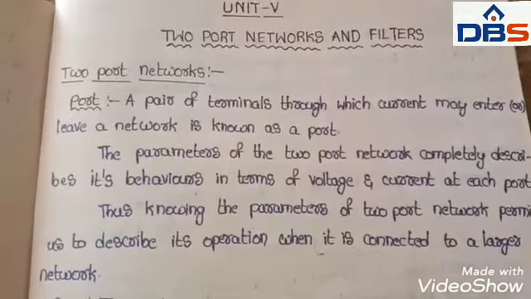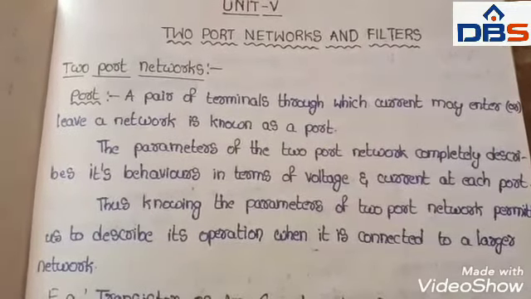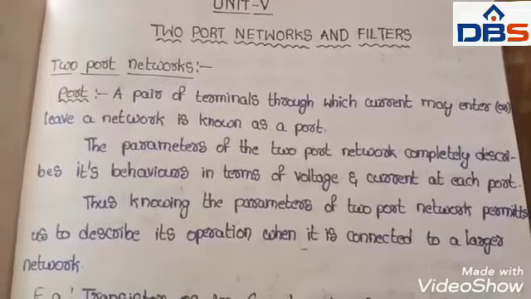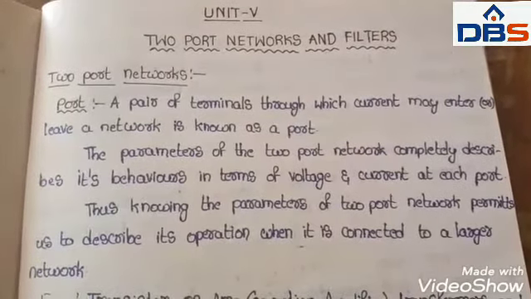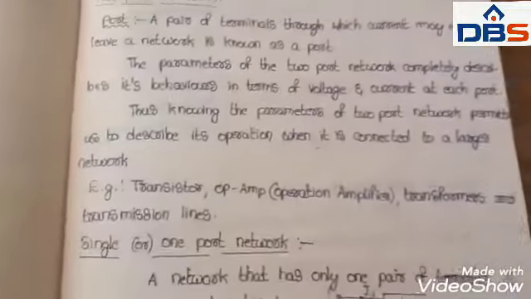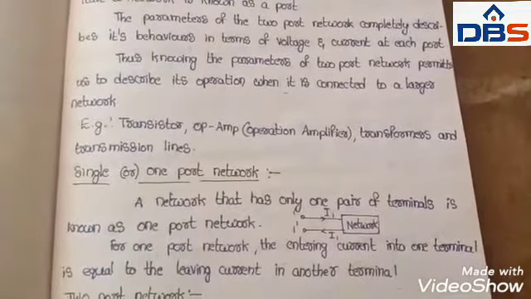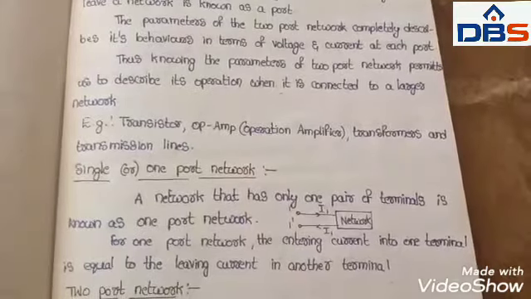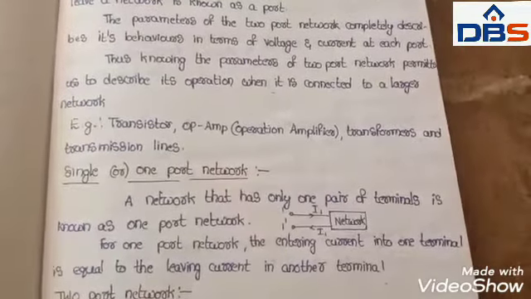Generally, in port parameters, two parameters are known parameters and two parameters are unknown parameters. So, to find the unknown parameters in terms of known parameters, first, what is meant by a port? A single port, or one port, is nothing but a network that has only one pair of terminals.